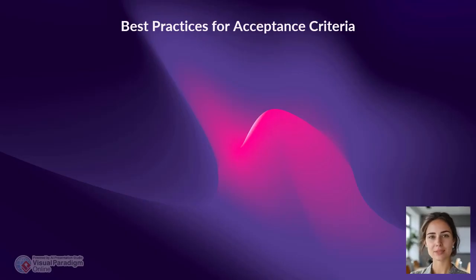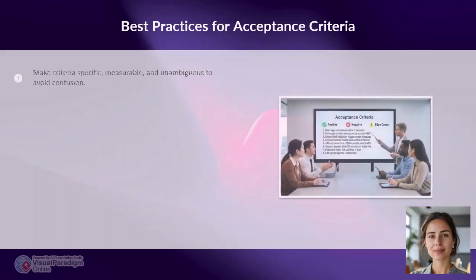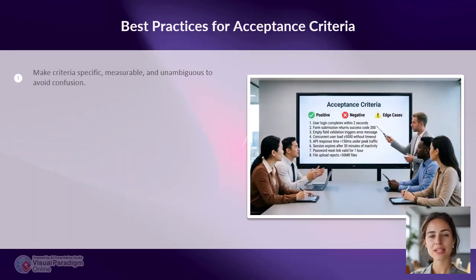Writing high-quality acceptance criteria is an art that balances specificity with brevity. Following these best practices ensures your stories are clear, testable, and ready for development. Every criterion must be clear enough that two different people would interpret it the same way, eliminating ambiguity and reducing the risk of rework later.